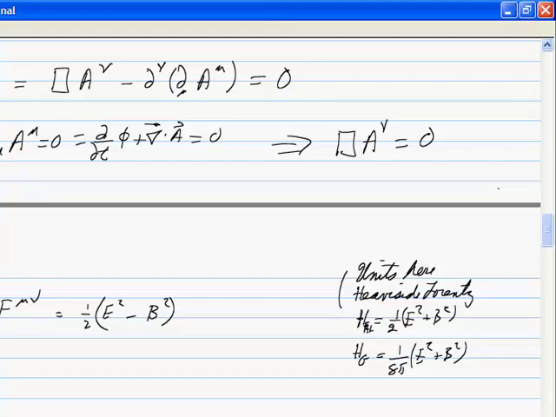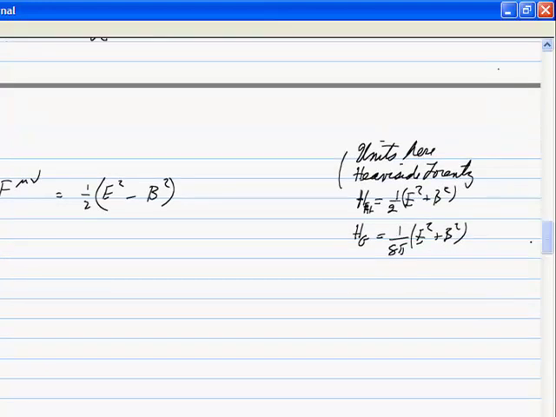Okay. All right, let's do the equations of motion.